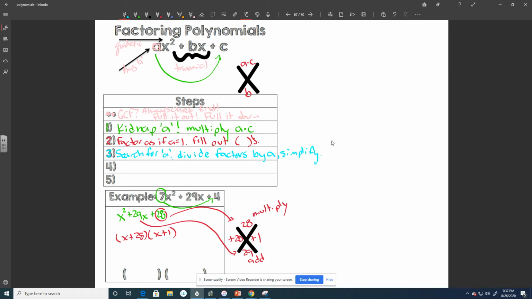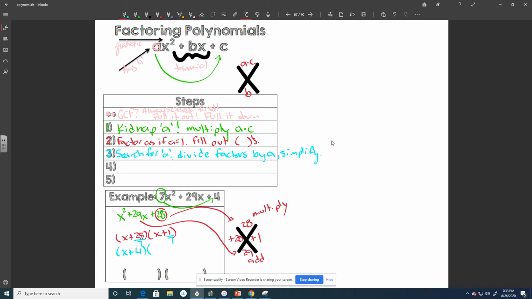You're going to divide and you're going to simplify. So what I mean is we kidnapped A. Now that we're looking for it, let's put it back, kind of. We're going to put it back right here underneath our factors. Because we multiplied by A, now we're going to kind of divide that away. But I need to simplify because 28 over 7 simplifies and I get x plus 4.